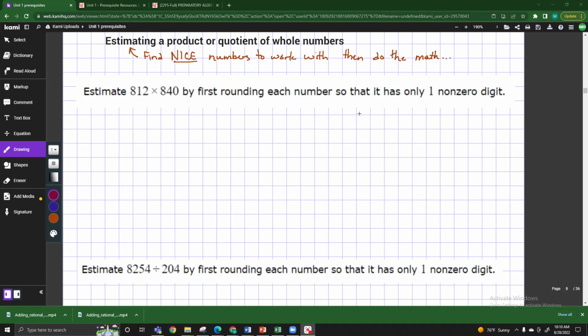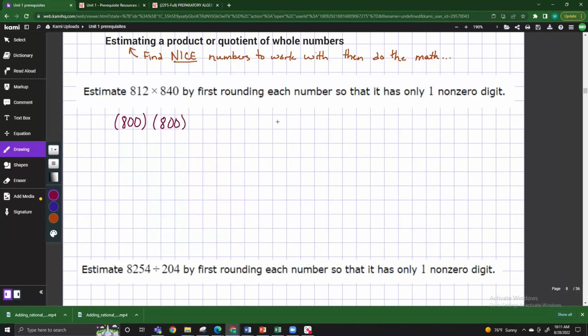meaning I want to say, what is this closest to? So I'm looking at 812. This is close to 800. Okay, so I only have one digit that's not a zero. And then I want it times 840. That is closer to 800 than 900. So it's really going to be 800 times 800.